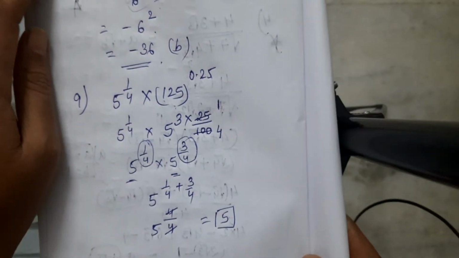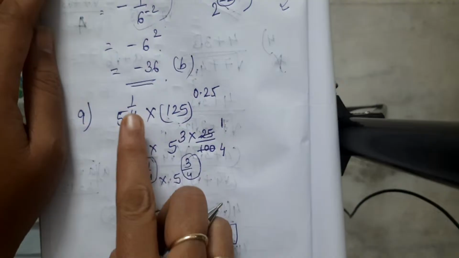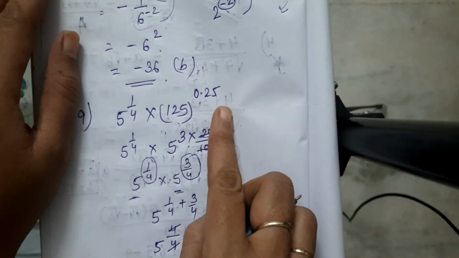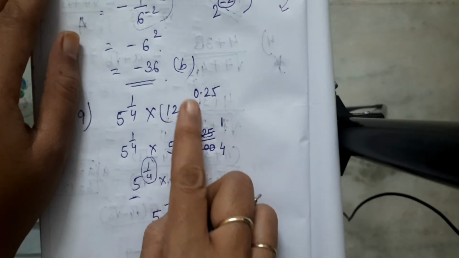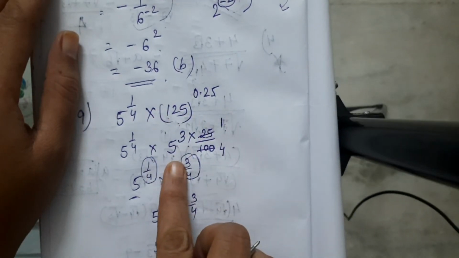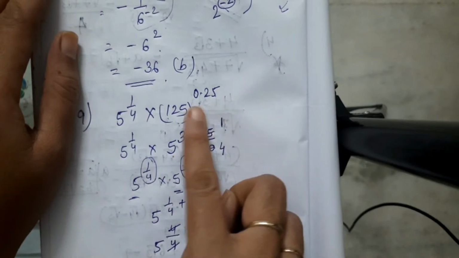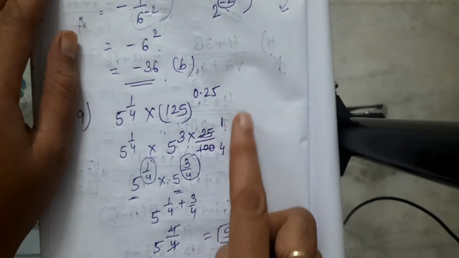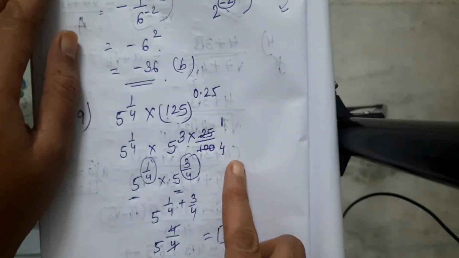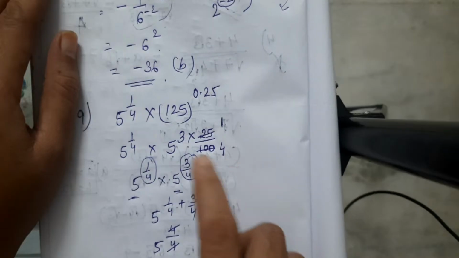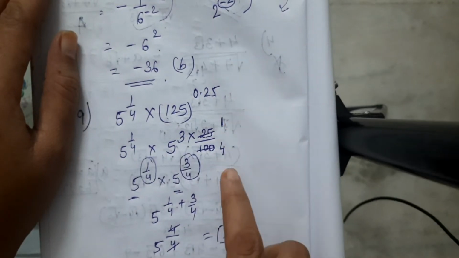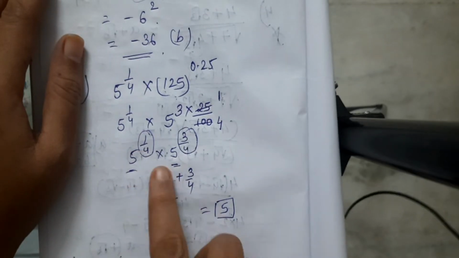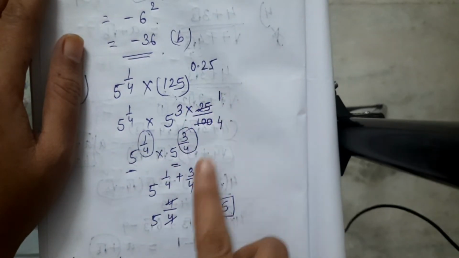Let's start it once again. 5 raised to 1 by 4 is there. 125 raised to 0.25 is there. So here 125 is 5 cube. This we can replace as 25 upon 100. Now cancel it. 25 ones are 25, 25 fours are 100. So it's 1 by 4. Multiply the number, 3 ones are 3 upon 4. So here we got 5 raised to 1 by 4 multiplied by 5 raised to 3 by 4.